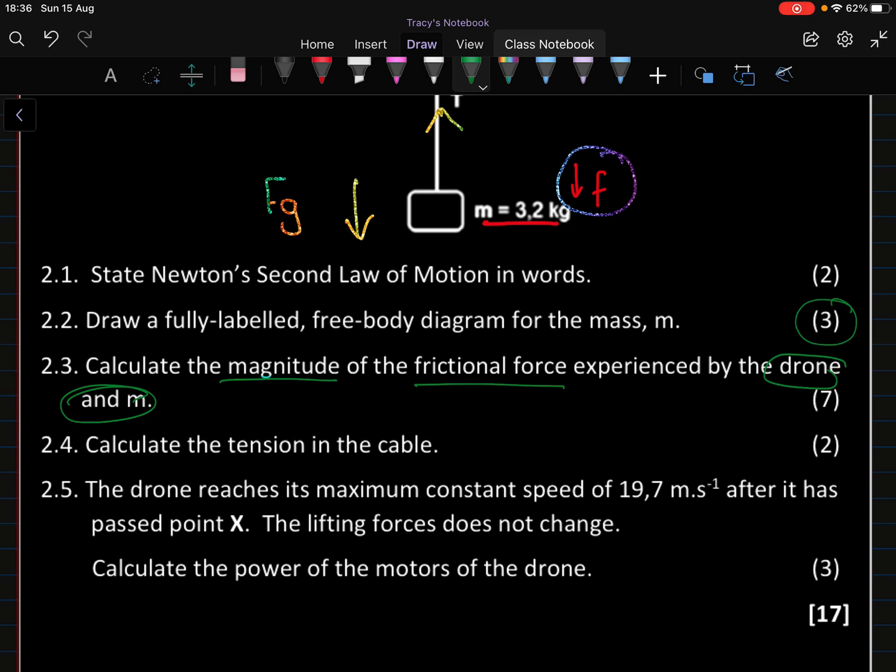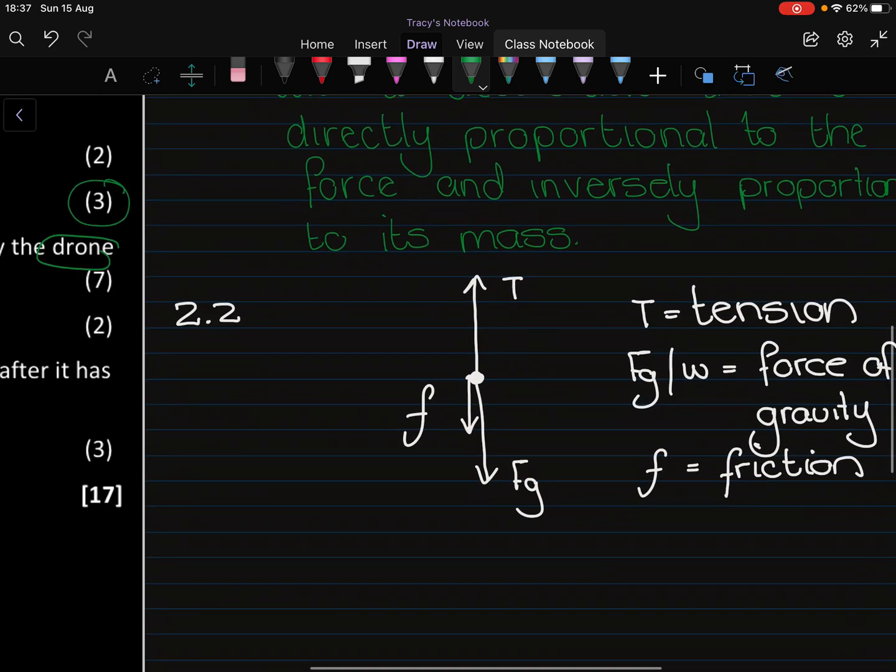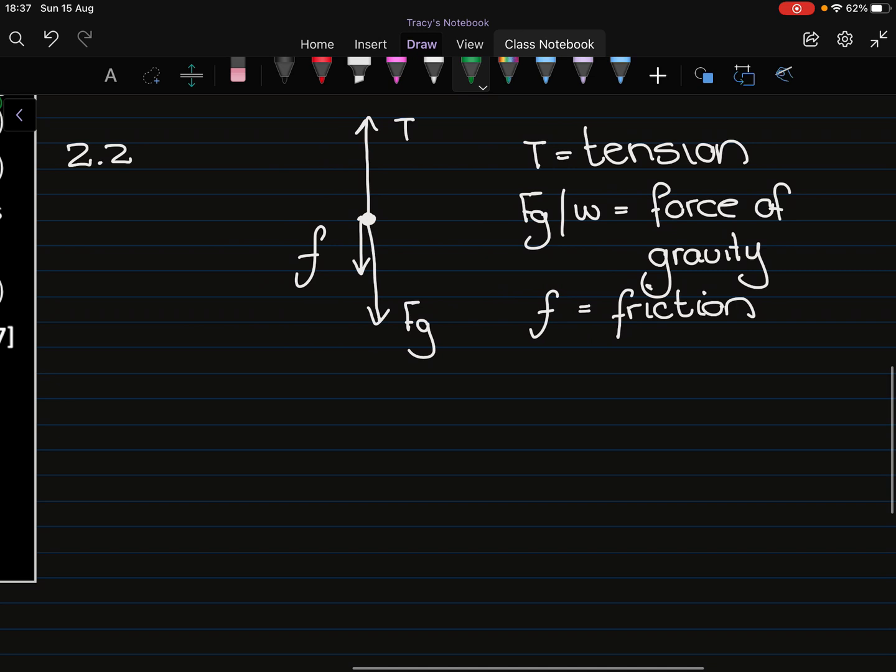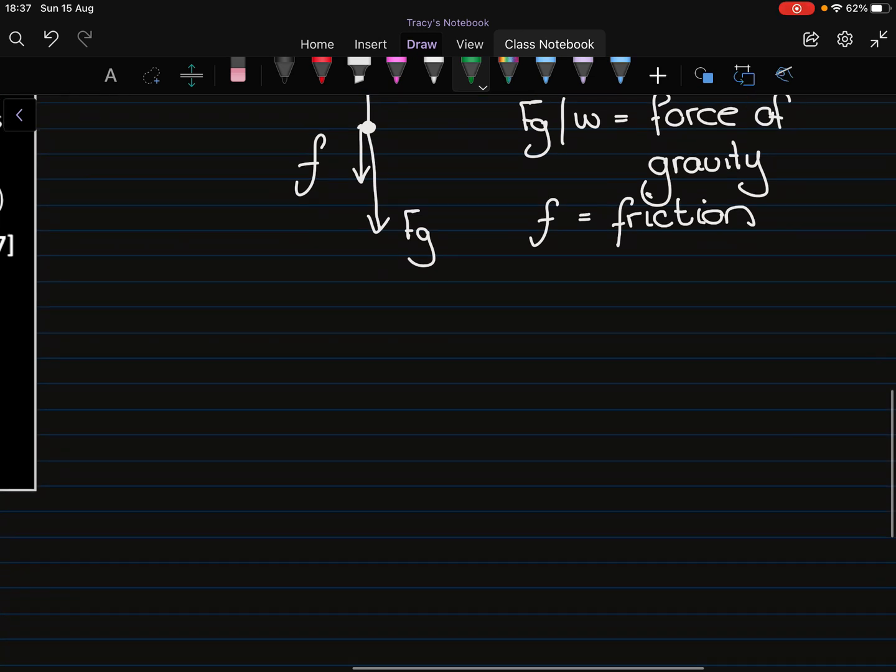I have two objects that are moving. That means I need to look at them separately. And this sounds a lot more difficult than it actually is. So a lot of you look at this and go, oh, I've got so many unknowns. No, we don't. Okay, remember, you separate this out into two systems.